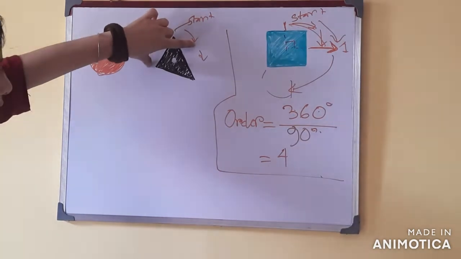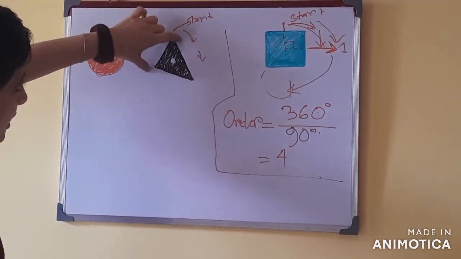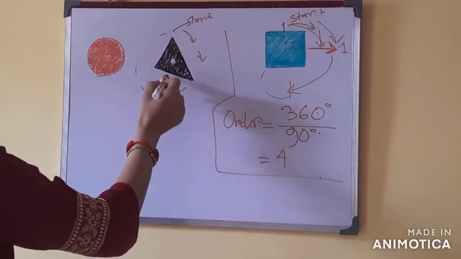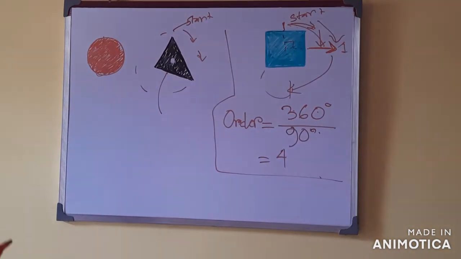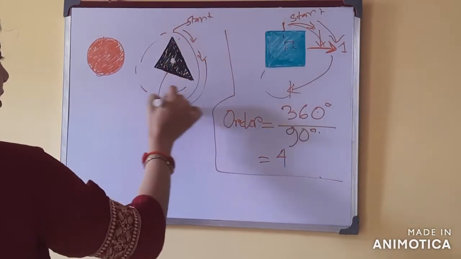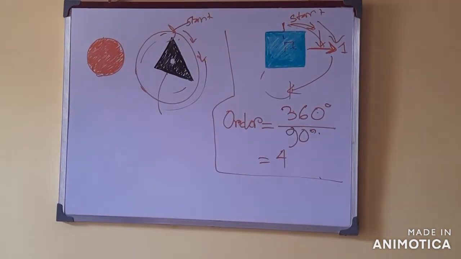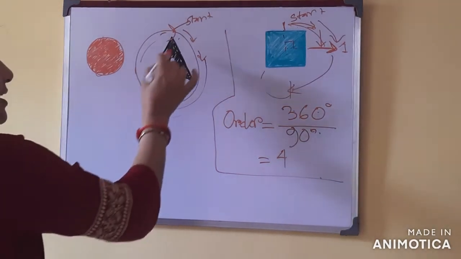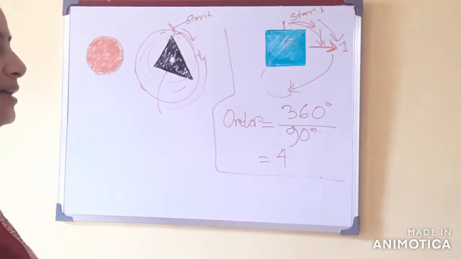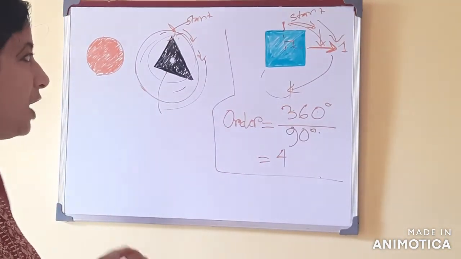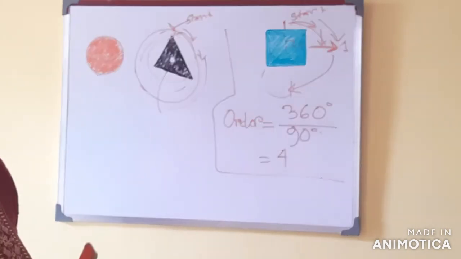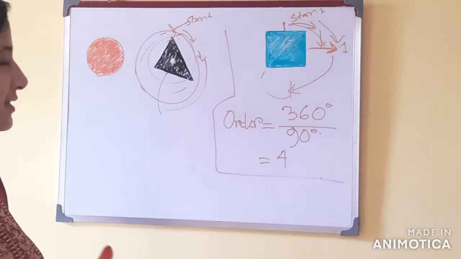It's not the original orientation. Again, it is not the original orientation. And again, it is not the original orientation, since the triangle is not an equilateral triangle. Only when it takes a full turn is it going to be the same as the original orientation. That means it has no rotational symmetry.